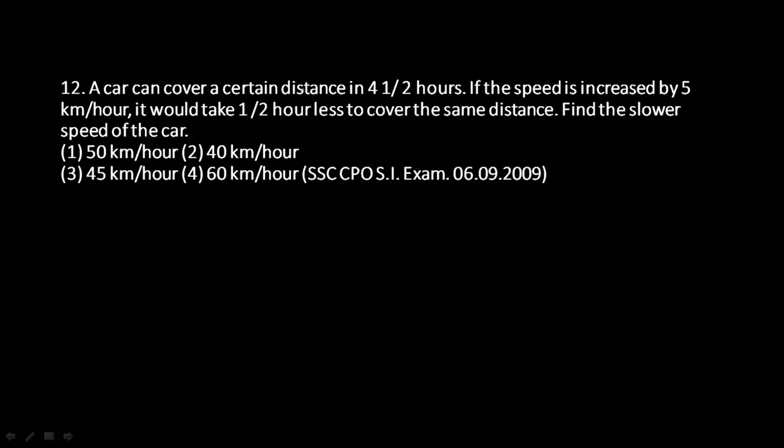The next one says a car can cover a certain distance in 4.5 hours. If the speed is increased by 5 km per hour, it would take half an hour less to cover the same distance. Find the slower speed of the car. Here we need the concept that speed is inversely proportional to time, or time is inversely proportional to speed. Here time is given. What is the first case? In the first case the time is 4.5 hours.